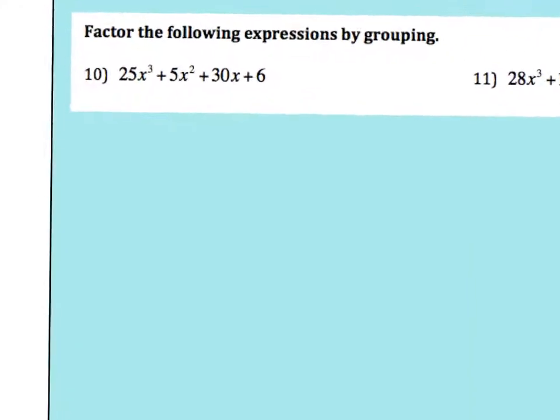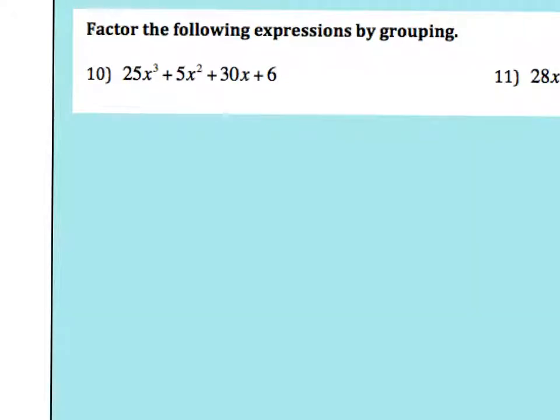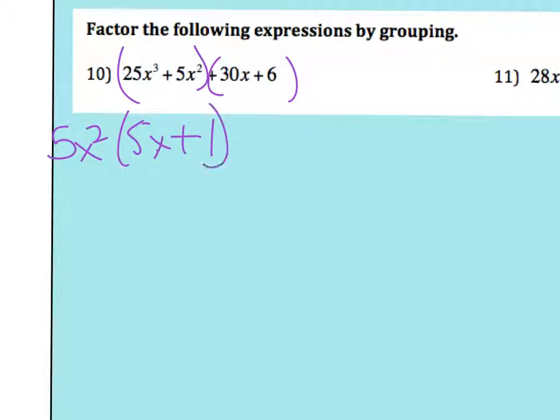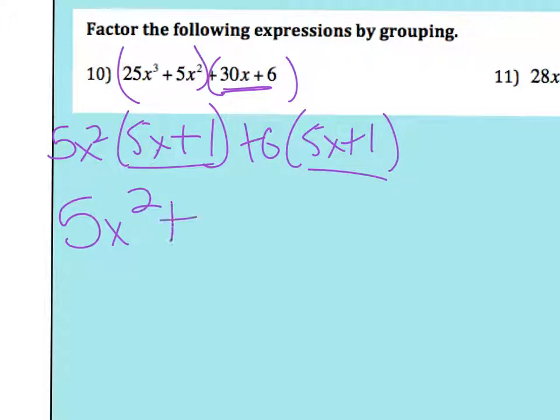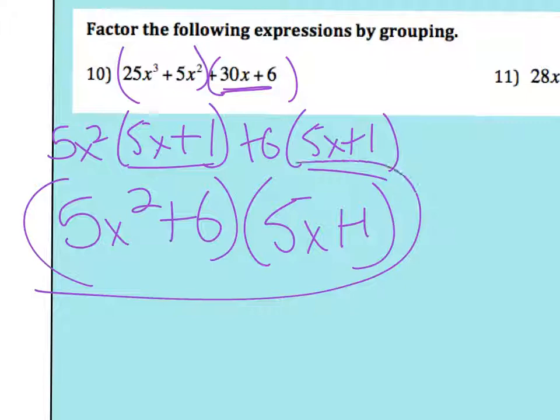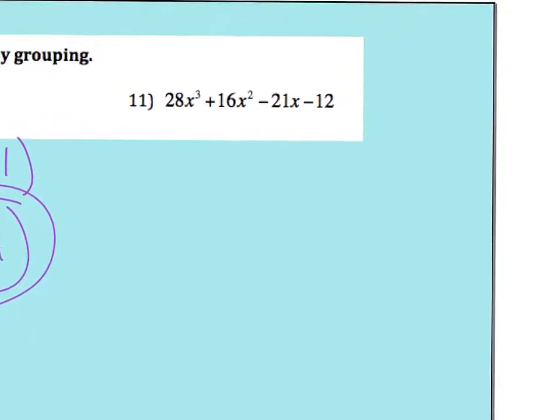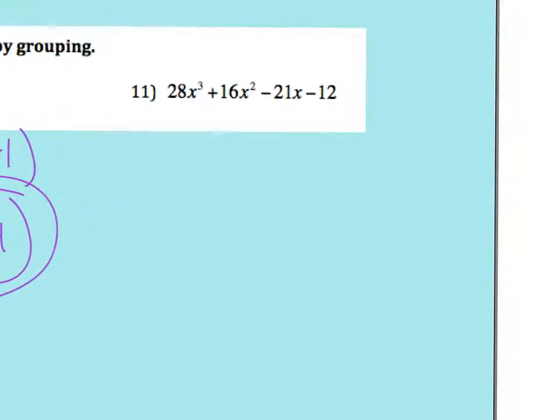So, kind of a little bit more of an example of by grouping. So by grouping, if I look here, here, here, here. The first one, I'm pulling out 5x squared, left with 5x plus 1. Second group, I'm pulling out 6, left with 5x plus 1. Boom, those match up. So 5x squared plus 6 and 5x plus 1. There's my answer.